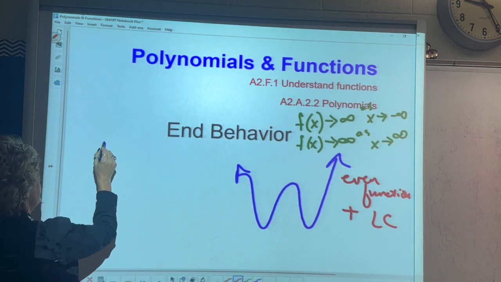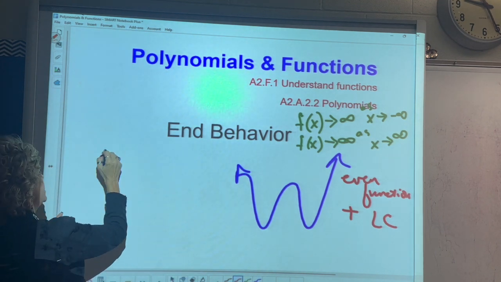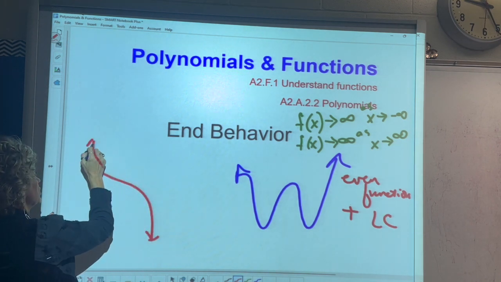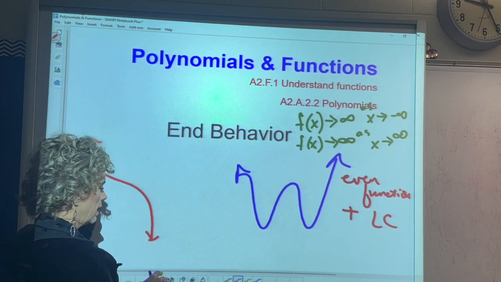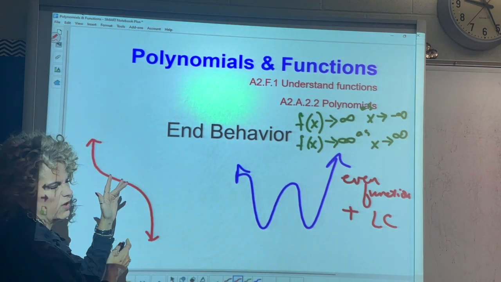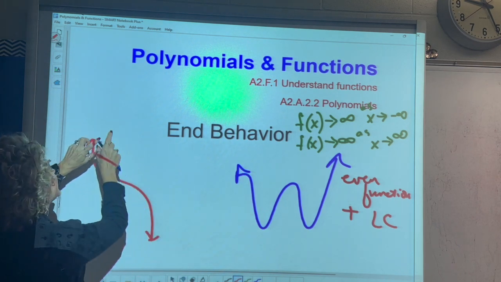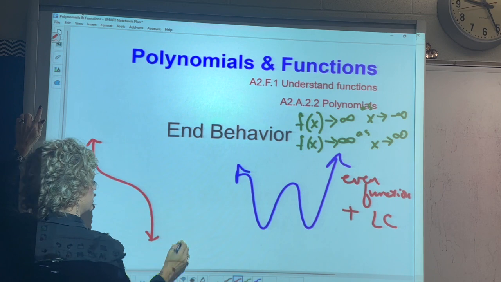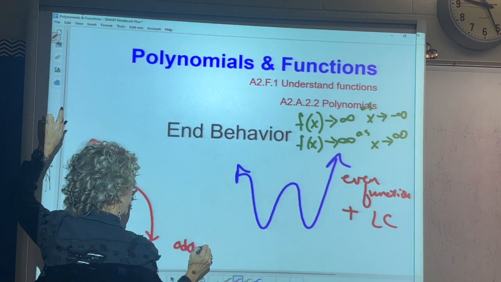Okay, I'm going to do an odd function. We know that a cubic function looks like an elongated S. I purposely drew this, and we know this could be a cubic, it could be to the 5th power, doesn't really matter. This is an odd function. My ends are going in separate directions. So I do have an odd function.